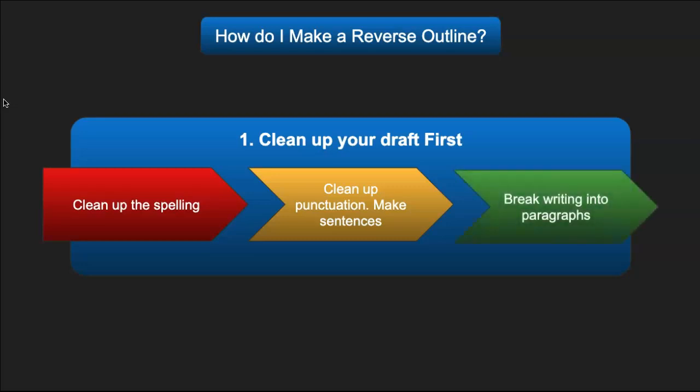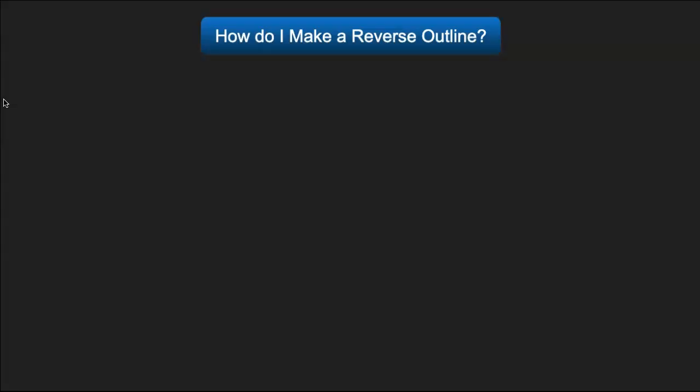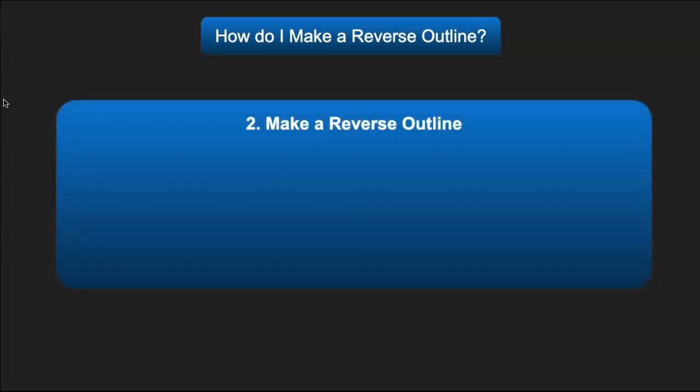Break the writing into paragraphs, what you think are paragraphs. As we use the reverse outline, we may discover that some paragraphs need to be merged, other paragraphs need to be broken up because they're too long, because they have too many tags or whatnot. Okay, so once you've done that, then we get to the business of writing the reverse outline.